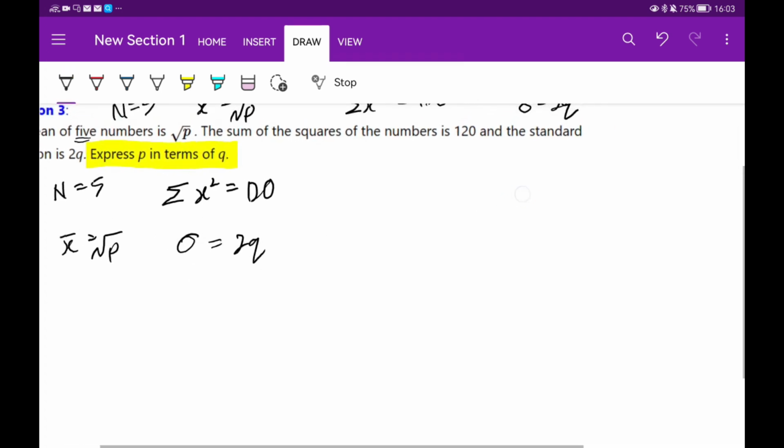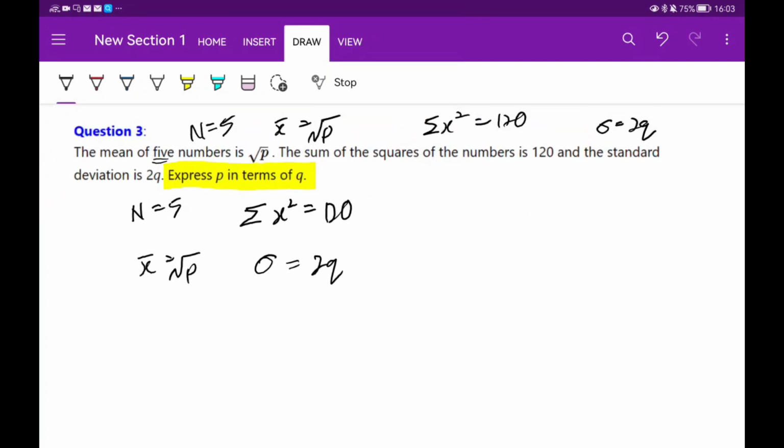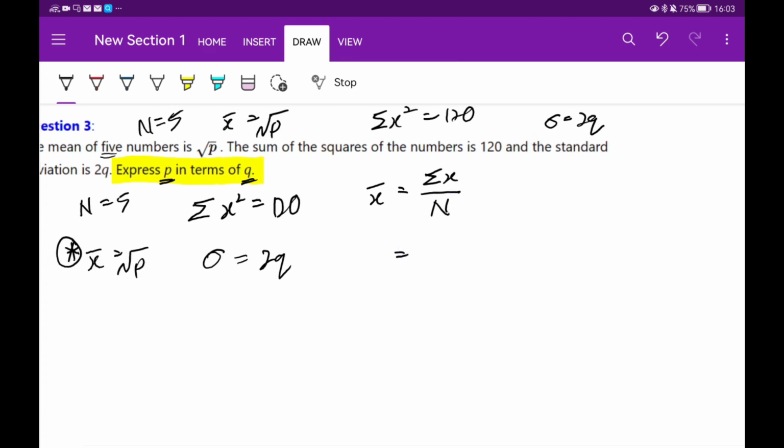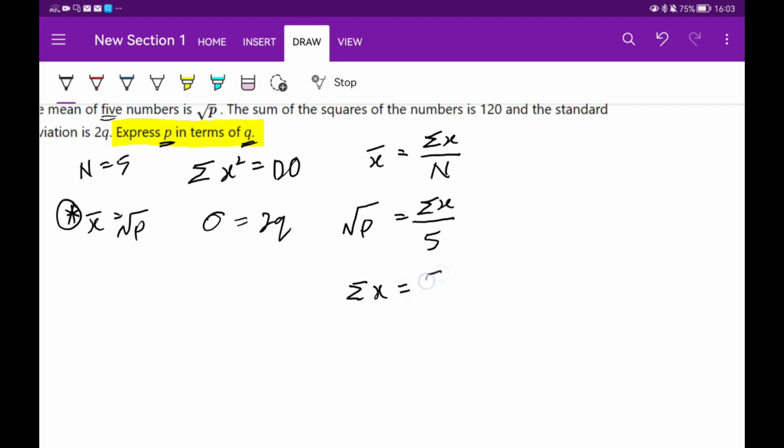Alright, so how to express p in terms of q? So we need to find p first, right? We need to find p first, then we find q, right? So what we have here is the mean. So we got mean, we can use the mean formula, right? So mean formula is what? Mean formula is sum of x divided by the number, right? So mean will be square root p equals to sum of x divided by 5. So what is the sum of x? We don't have sum of x, right? So we just write it. So 5, number 5. So sum of x will be 5 square root p, right? So that's the first thing that we get, right?